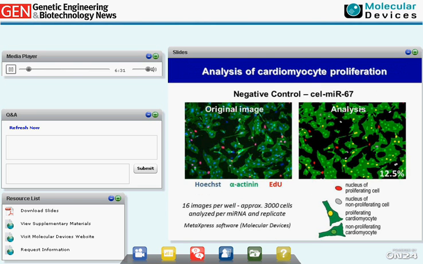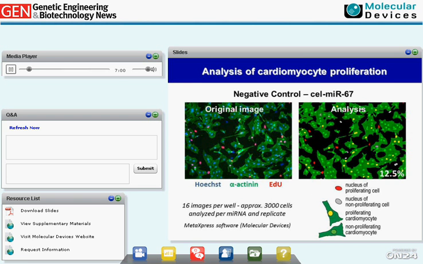So this is how a negative control looks in our experiments. On the left-hand side, you can see the original image taken by the microscope. And on the right-hand side, you can see the result of the analysis by the software. In blue, you can see the nuclei stained with DAPI. And in green, cells staining for alpha-actinin, which is a marker of cardiomyocytes. And the red nuclei are nuclei of proliferating cells that have incorporated EdU.